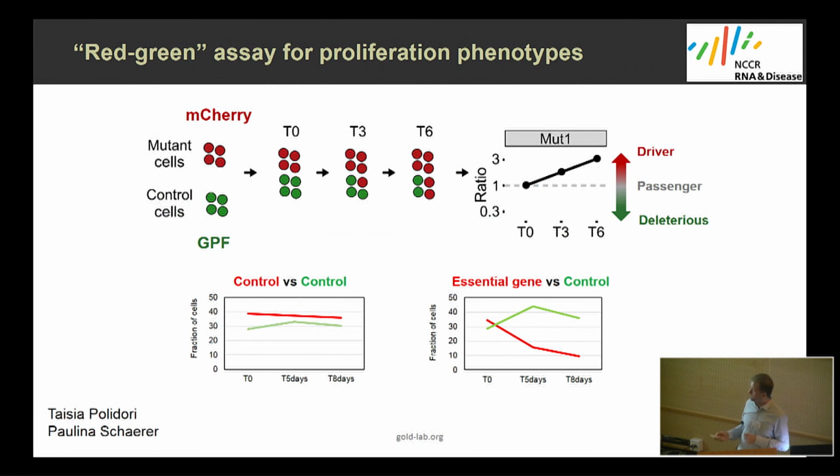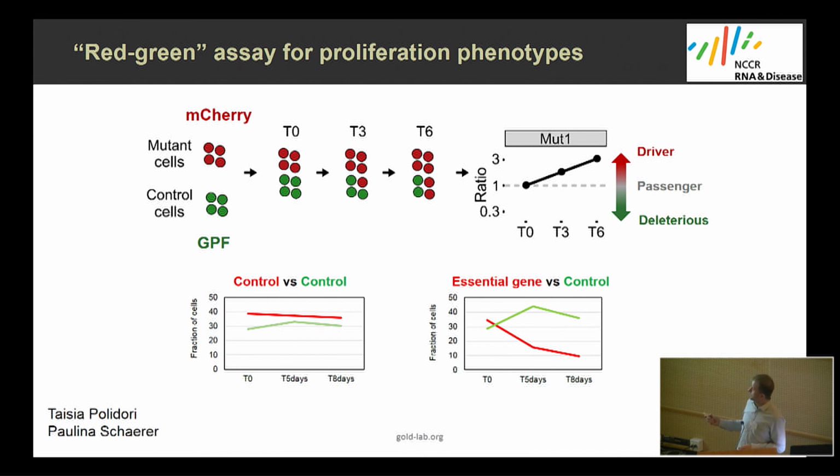Then Taisi and Paulina set up a very convenient assay in the lab, which we call the red-green assay. We introduce our mutations one by one using CRISPR into mCherry, so red-labeled cells. We've got control cells carrying non-targeting guide RNAs. We mix these in equal proportions, and we ask how the color of the mixture changes over time.